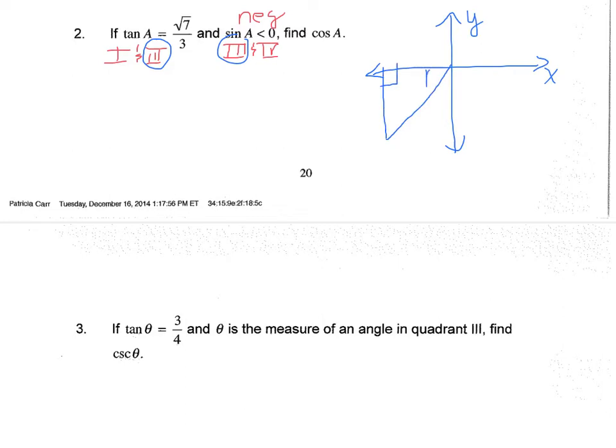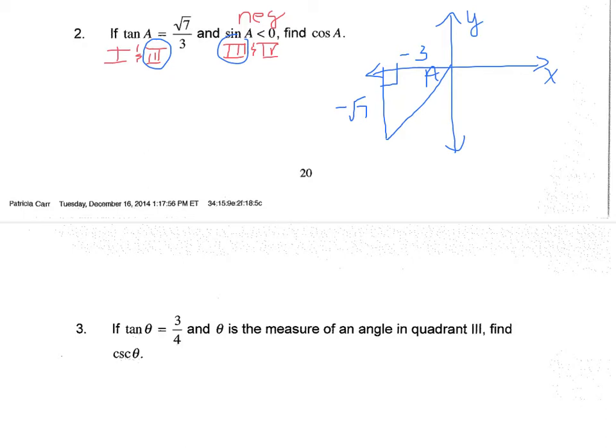All right, this is angle A. So tangent is radical 7 over 3. Tangent is opposite over adjacent. Well, it's got to be a negative, negative radical 7. That's got to be a negative also. Oh, that makes sense because a negative over a negative is a positive. So now I've got to find my hypotenuse in order to find cosine.